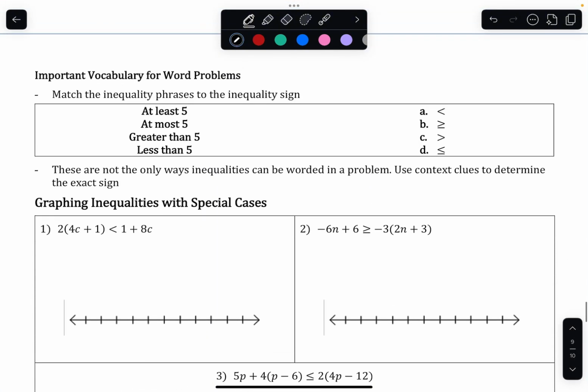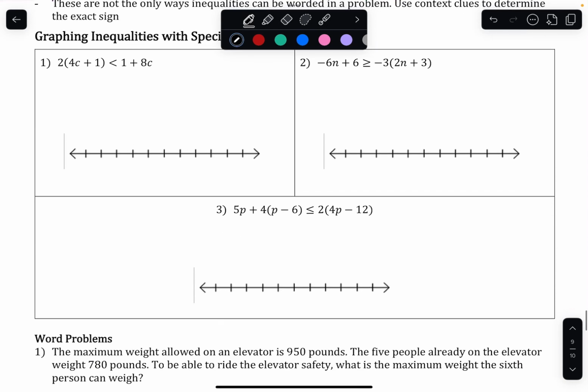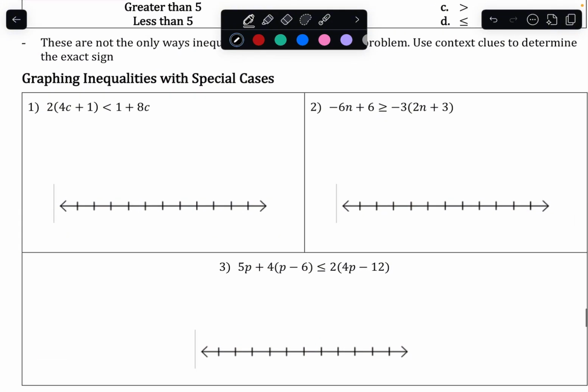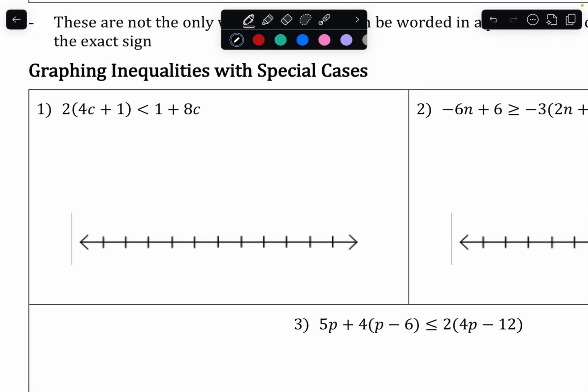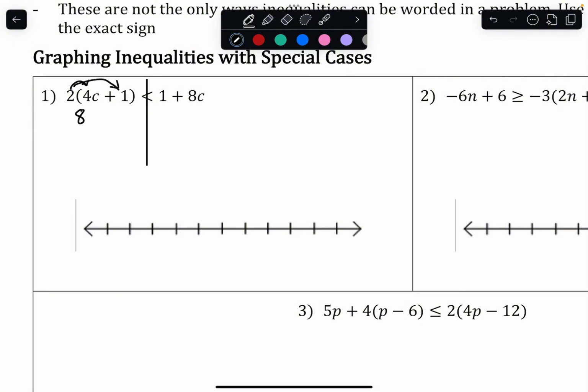Okay, I'm going to skip the vocabulary for now until we get to word problems and look at some special cases. For these special cases, it's kind of like the no solution or all real numbers case. The variable's going to disappear. And so on number 1, our first step, draw your line, is distribute that 2.